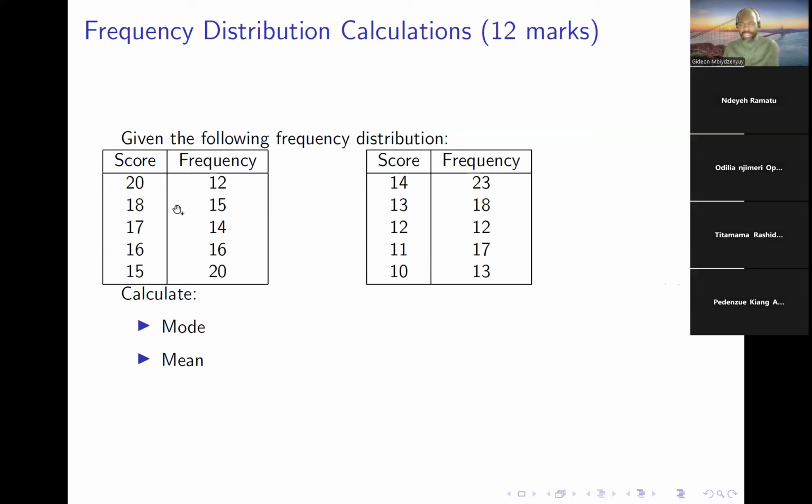we know what a frequency distribution is, right? A frequency distribution is basically for every category, how many times did that value appear in the data? The score 20 appears 12 times, 18 appears 15 times, 17, 14 times, and so on. You understand the idea. You can be asked to calculate the mean or the mode given a frequency table.